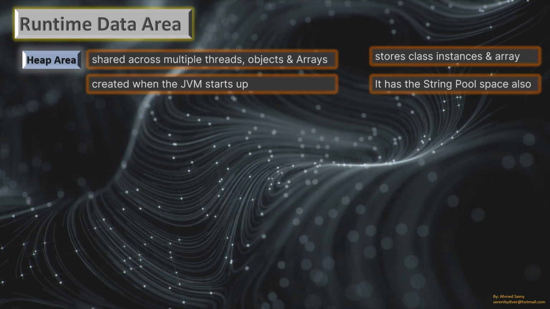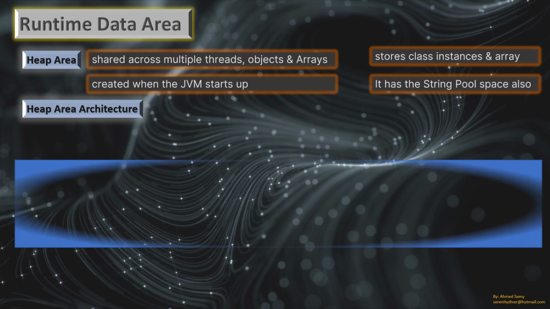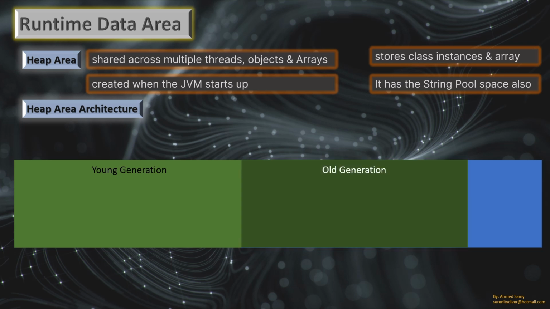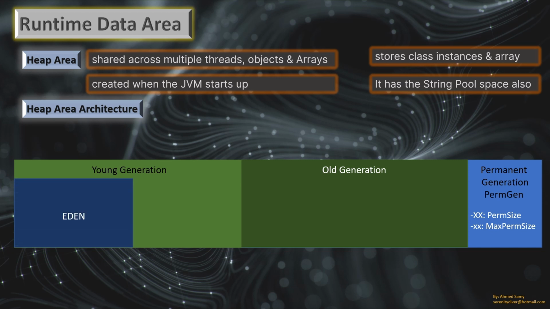In the future, the heap area has its own architecture as well, so let's get into the heap area architecture, starting by considering this block as the heap area space. So we have here young generation, old generation, and permanent generation, PermGen. The young generation is divided into Eden, Survivor 1, Survivor 2.